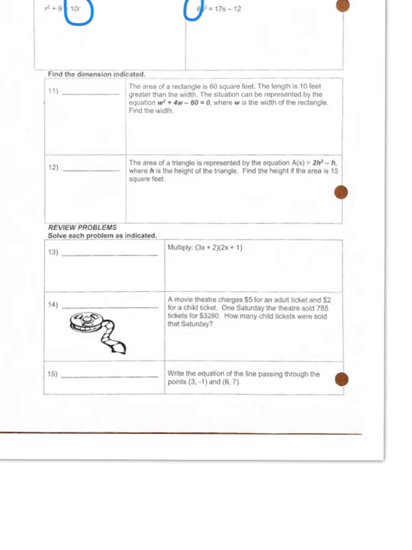All right, number 11, it says the area of a rectangle is 60 square feet. The length is 10 feet greater than the width. The situation can be represented by the equation right here, where W is the width of the rectangle. Find the width. Okay, so they're kind of giving you a bunch of information you don't need, right? You have the equation for W. That's the variable you want to find, right?